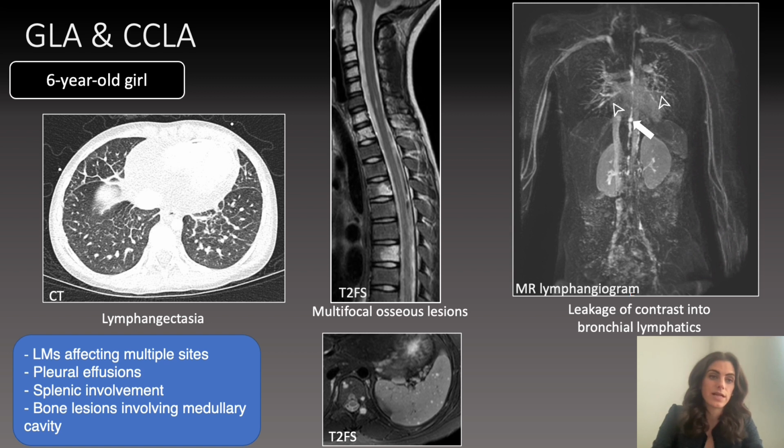This is an example of generalized lymphatic anomaly and central conducting lymphatic anomaly in a 6-year-old girl. On her CT, she had diffuse interstitial thickening in her lungs consistent with lymphangiectasia. She had multifocal osseous lesions in her spine, and the MR lymphangiogram in this patient demonstrated abnormal central lymphatics as well as leakage of contrast into the bronchial lymphatics. Splenic involvement is frequent in patients with generalized lymphatic anomaly. This is a case of a different patient who had multifocal splenic lesions, as you can see here. You'll also note that this patient had multifocal lesions in the thoracic spine.